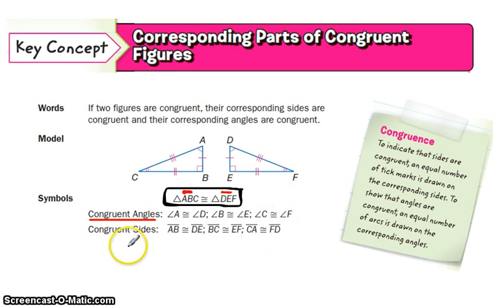Then they want you to do congruent sides. Side AB is congruent to DE, side BC is congruent to EF, and side CA is congruent to FD. Okay? Let's take a look at an example.